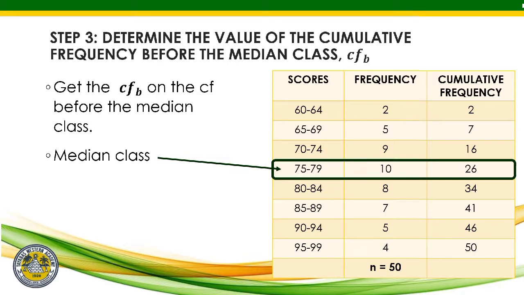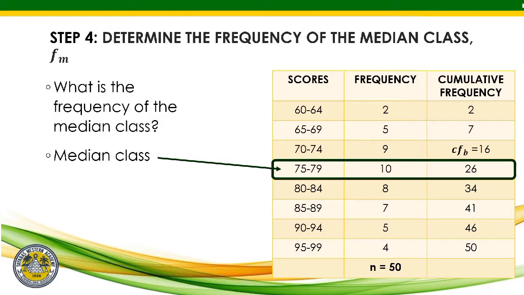Use the word "before", take note of that, the median class. So we need to get the cumulative frequency before the median class. The median class here is 75 to 79, wherein we have a frequency of 10 and a cumulative frequency of 26. Of course, the cumulative frequency before the median class is 16. So therefore, the cumulative frequency before the median class is equivalent to 16.